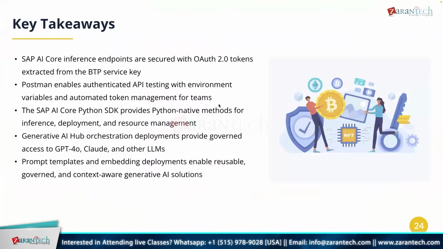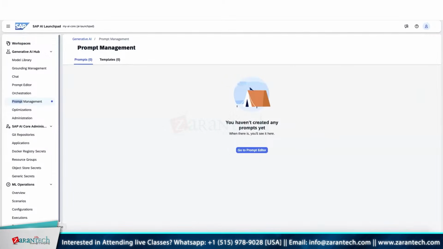These are the key takeaways of this session on inference endpoints. We discussed enabling Postman for API testing. We have seen the SDK, orchestration deployments, and prompt templates, right? So that is this session. Let's see what practical lab exercise we have here. What is this saying?